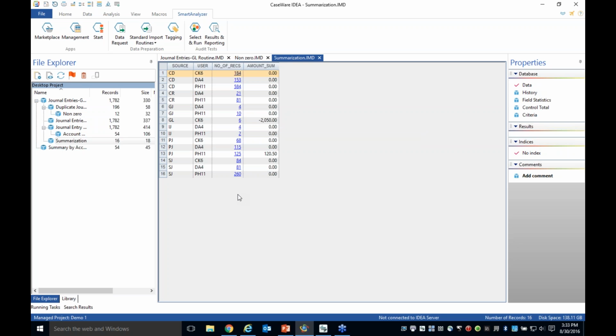But maybe I want to find out that, in another area, well, wait a minute. DA4, is that person actually supposed to be doing journal entries? Who is that DA4? Maybe that's the controller or the CFO.